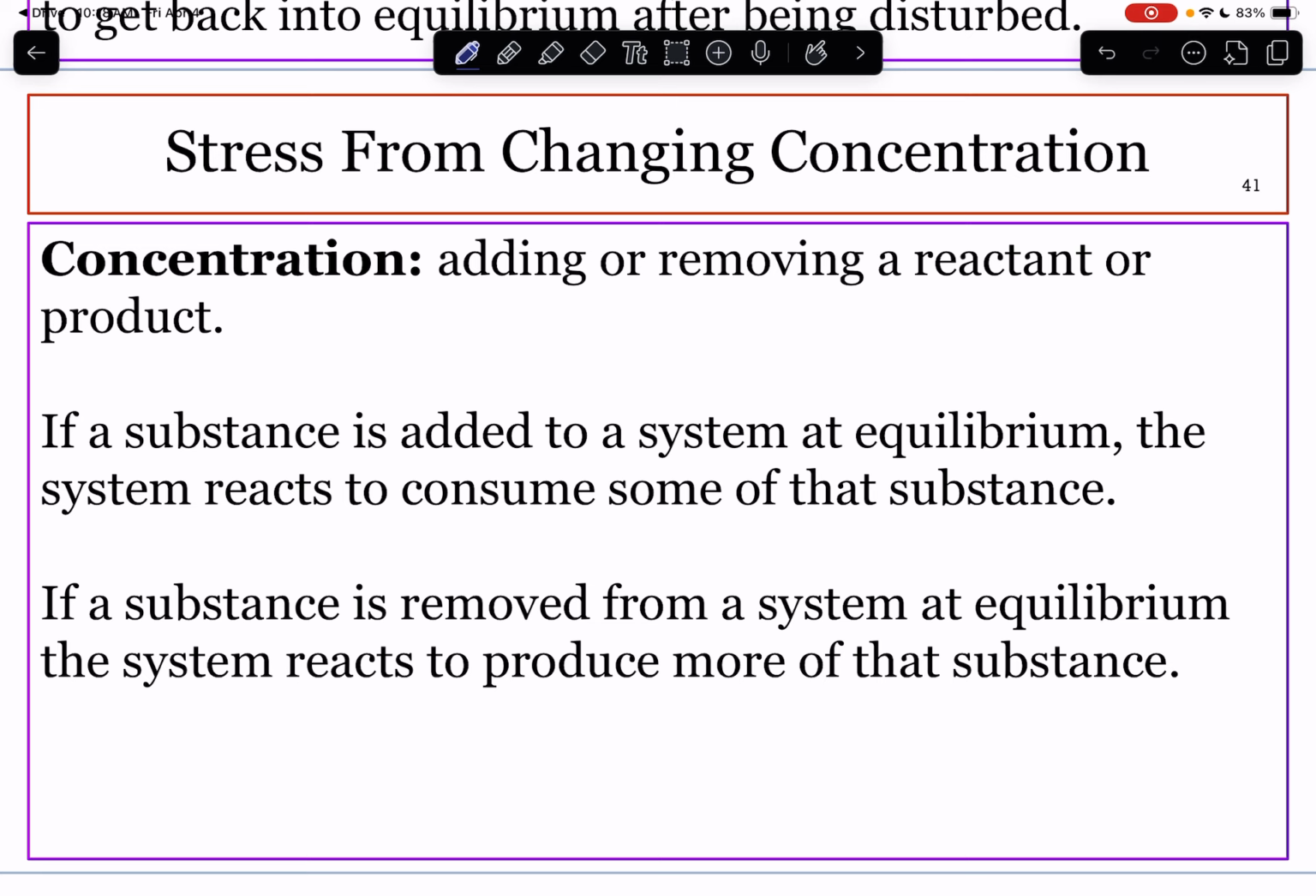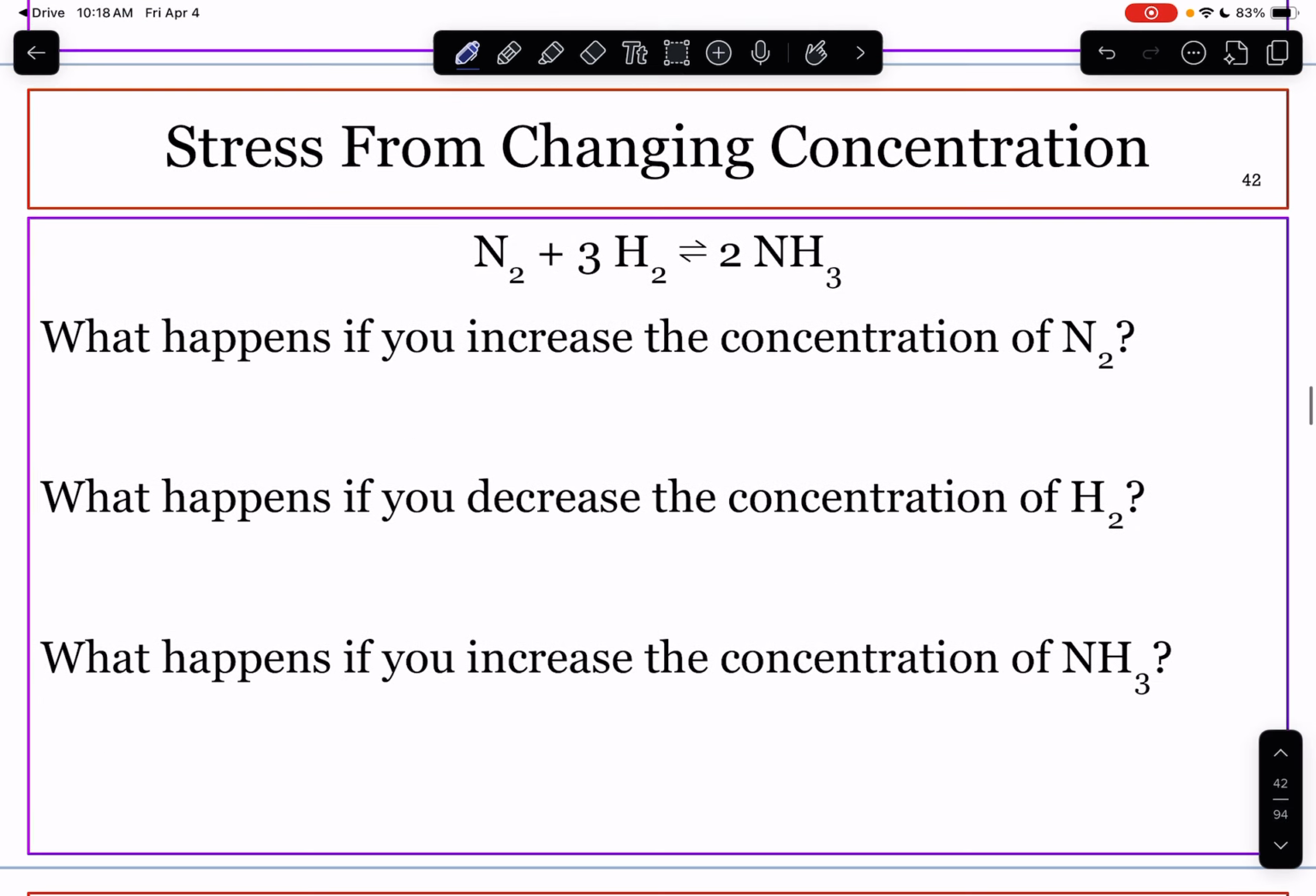If a substance is added to the system at equilibrium, that is part of the equilibrium reaction, the system reacts to consume some of that substance and it shifts the equilibrium in the opposite direction. If a substance is removed from a system at equilibrium, then the system reacts to produce some of that substance that was removed. So let's look at some examples.